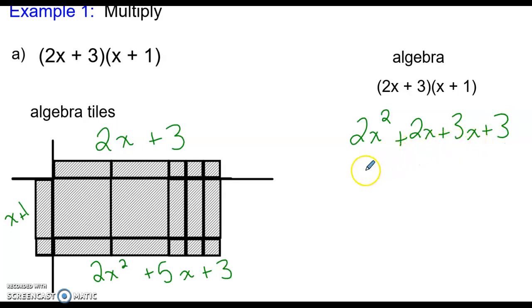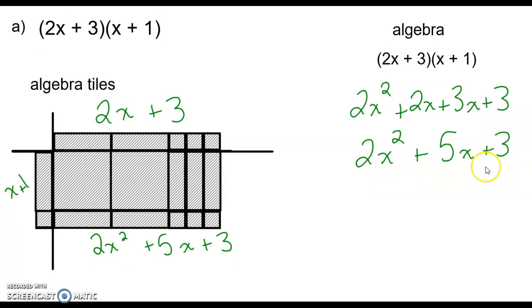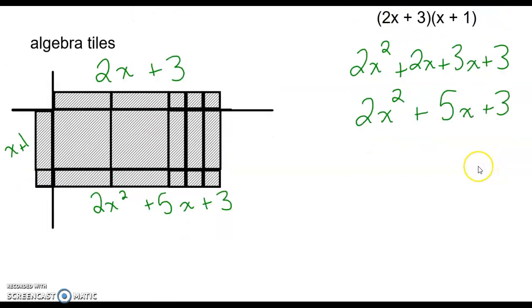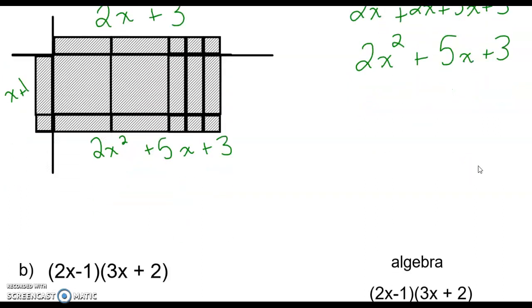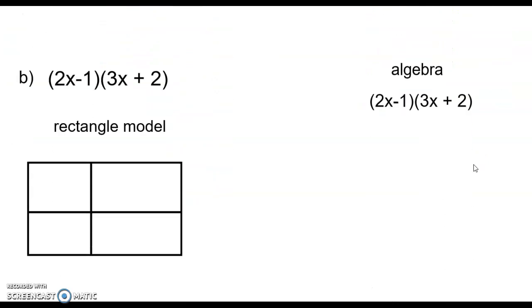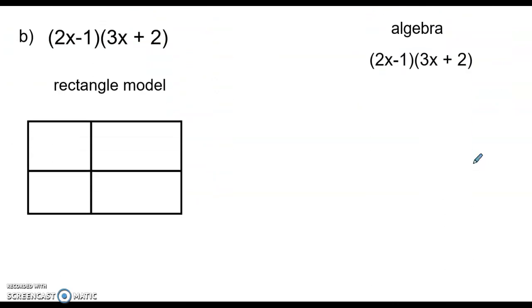We can then combine the two like terms in the middle. So we get 2x squared plus 5x plus 3 for our solution. So you can see how you can form the trinomial by multiplying two binomials. With example B, we can do the same thing.